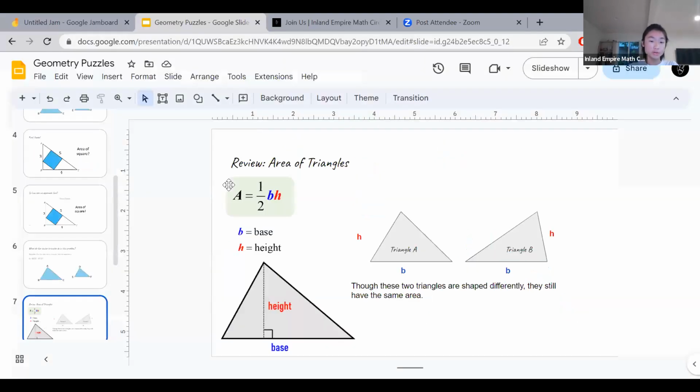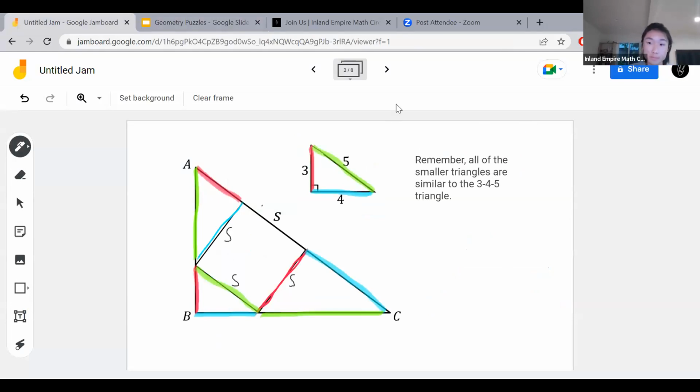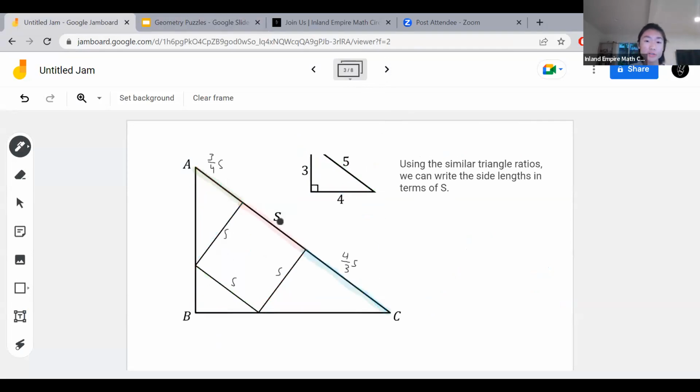So let's go back to the Jamboard. All right, so now using those, if we label the center side length of the square as side S, we can actually write out these two side lengths here in terms of S. And again, we did that by using the similar triangles. So you must remember that all of these triangles are similar to the 3, 4, 5 triangles. So that's going to be the ratios of the sides compared to each other. All right, so let's go over how we got to this one first, how we got to 4/3s.